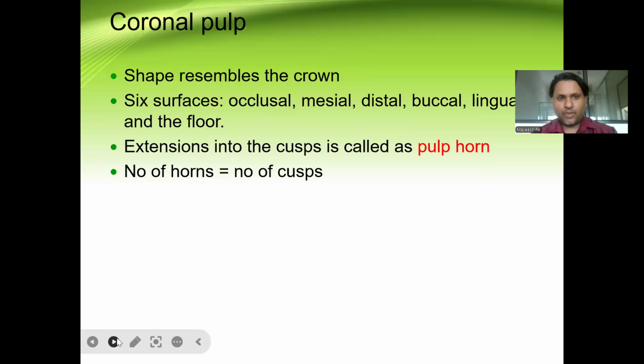If you look at the coronal pulp, the shape resembles that of the crown. It has basically 6 surfaces, mainly occlusal, mesial, distal, buccal, lingual, and the floor. And the extension of the pulp into the cusp is basically called the pulp horns. The number of horns is equal to the number of cusps.